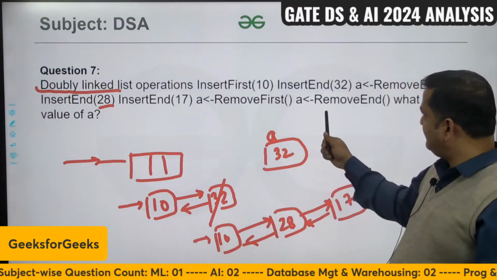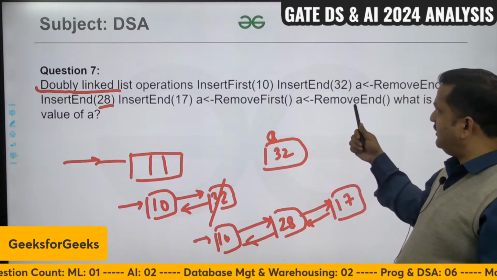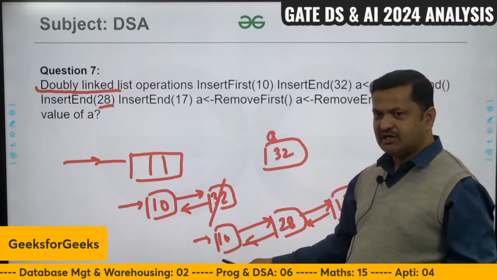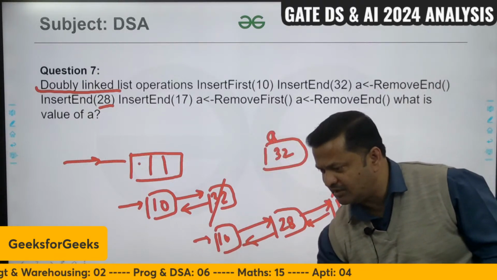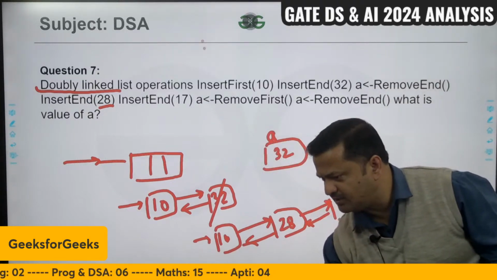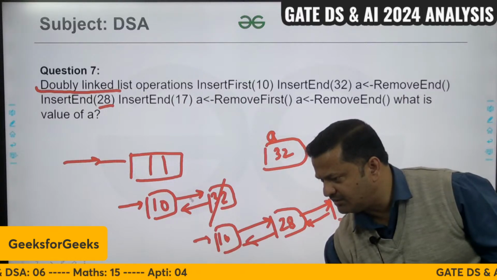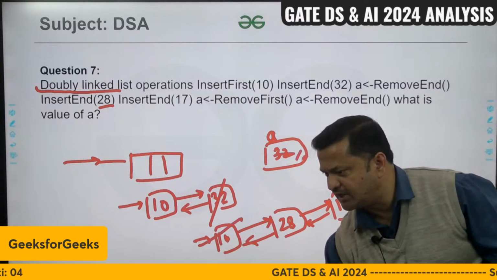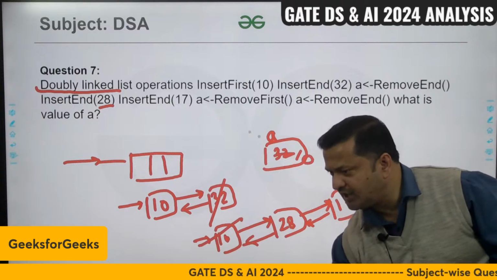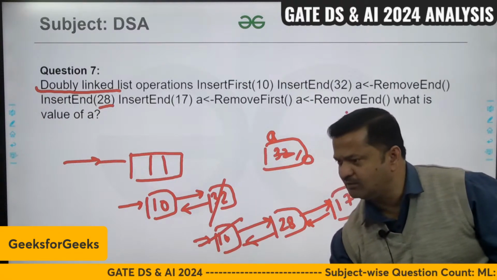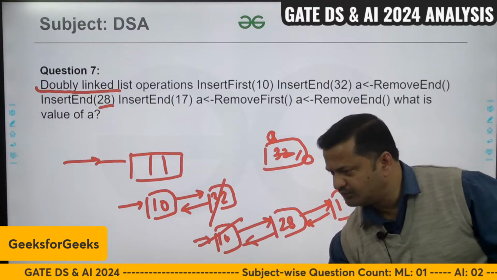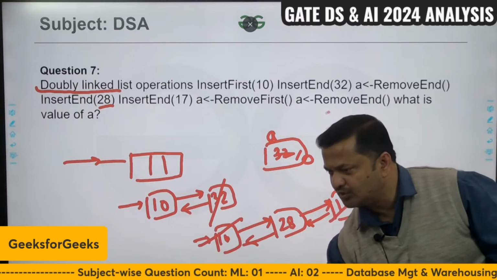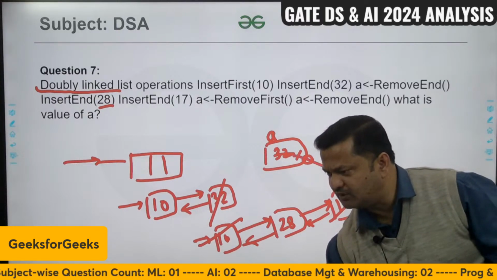And now we have A remove the end. Sorry, A remove first. If I remove the first element, that is 10, it is going to be assigned to A. So A is further updated with the new value, that is 10. And then we have another statement, A remove end, and we remove the end element. The end element is nothing but 17 here. So A is going to be finally updated with 17.